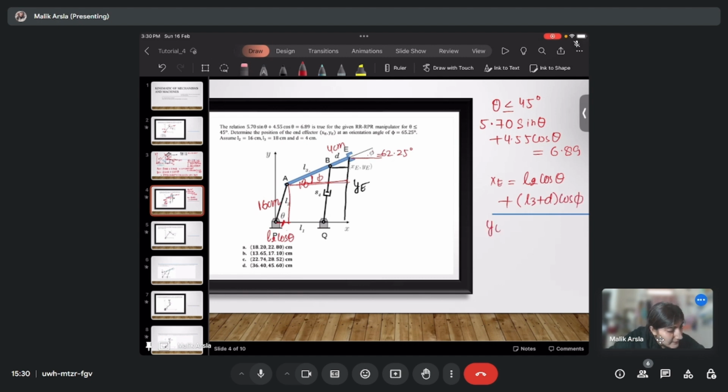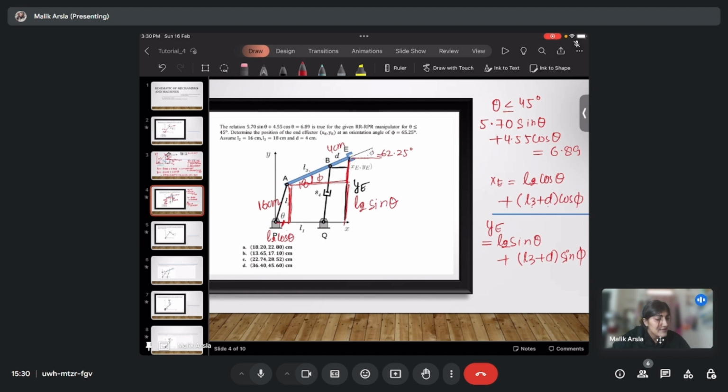What about y? Y can be similarly found: this length is equal to this length and it will be equal to L2 sine theta, right? And this length will be equal to what? L3 plus D sine phi. So y will be L2 sine theta plus L3 plus D sine phi. Is it clear? Now here you can see that L2, L3, D and phi all are known.